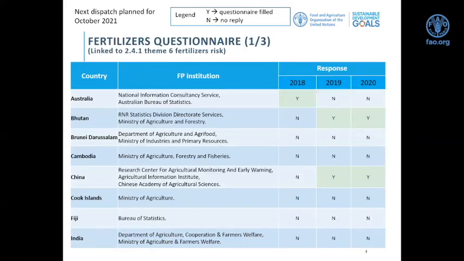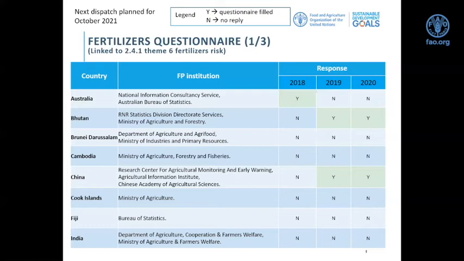Our fertilizers questionnaire, on the other hand, which is linked more directly to theme 6 for fertilizer risk, we have differences in terms of reporting for the fertilizer use questionnaire.